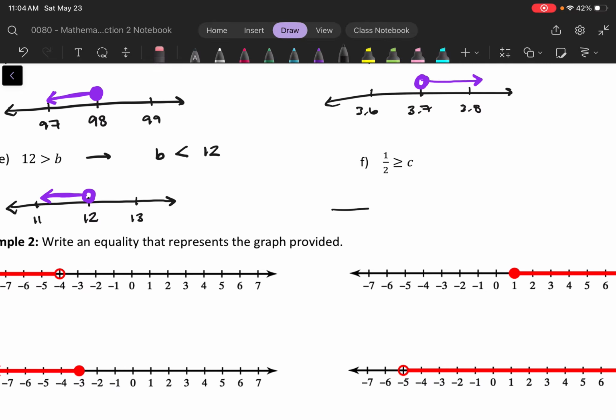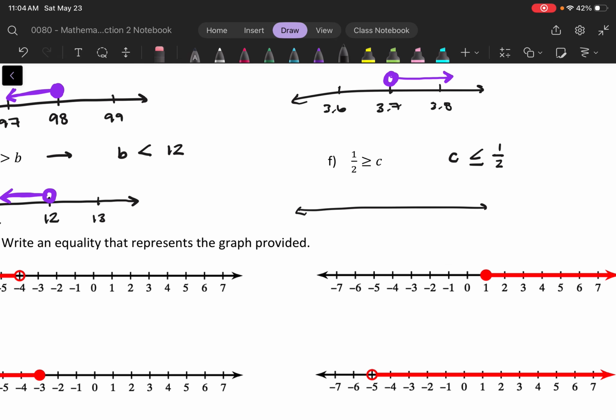Last but not least, this one is also not in standard form. So I'm changing the order of my values and I'm flipping the directionality of my sign. I still have that 1/2.